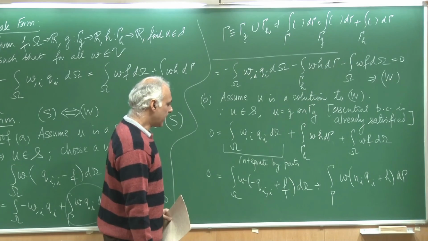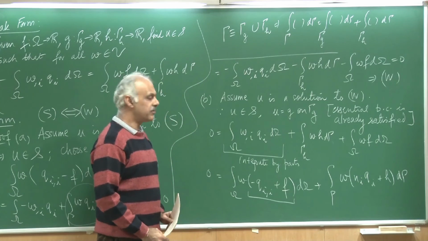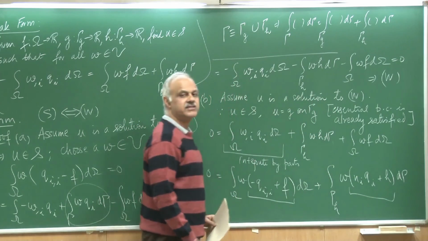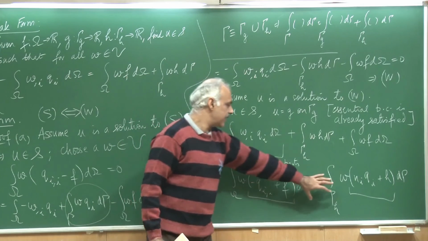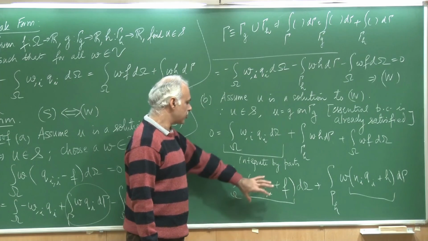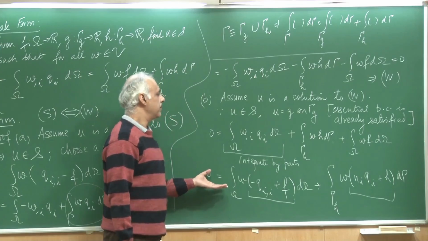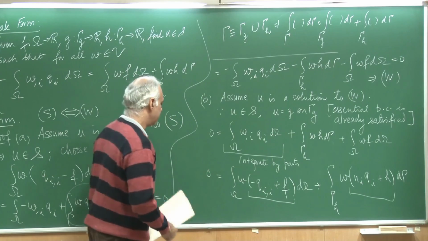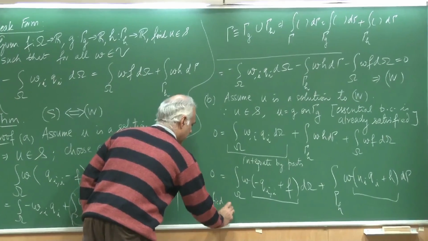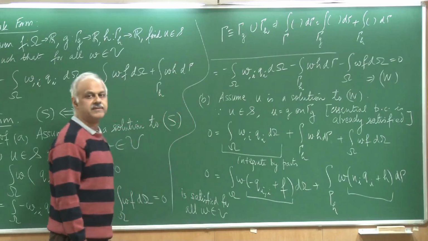Okay. What I now need to show is that this term goes to 0 at each and every point in the domain, and this term goes to 0 on gamma h, independently. Right now they are combined together. So my task is to show this as well as this. This statement is satisfied for all w's that belong to V.